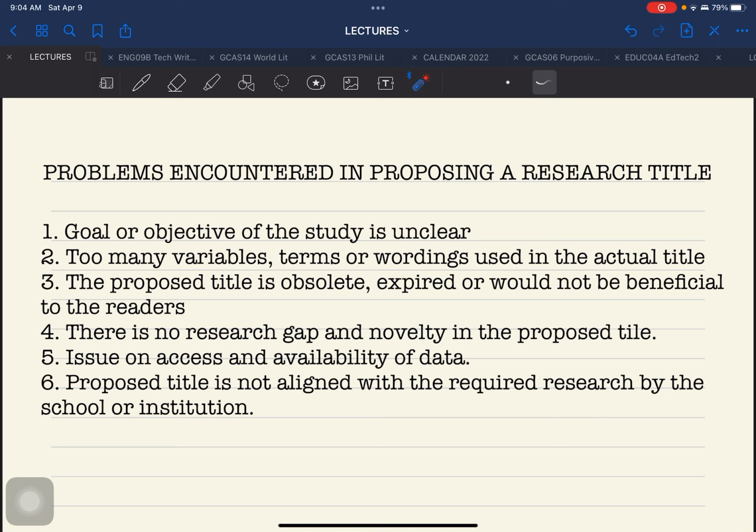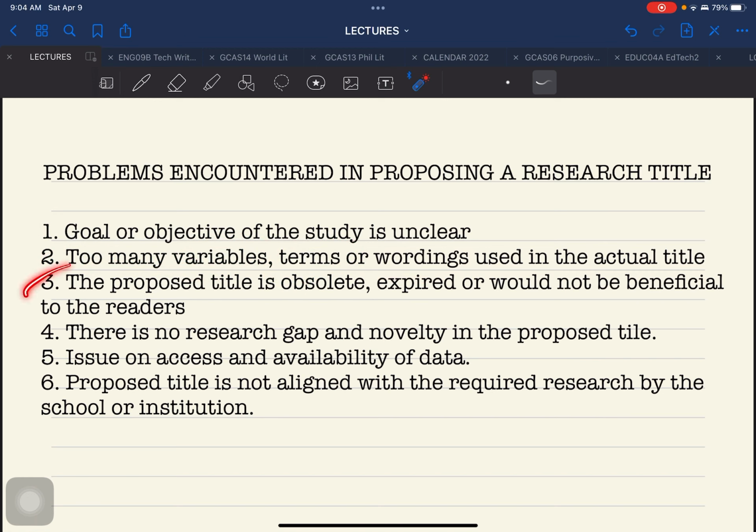Okay? And it would be time consuming if you are going to do this on your actual defense. So you have to consider this. So we are already on the second one: too many variables, terms, wordings used in the actual title.